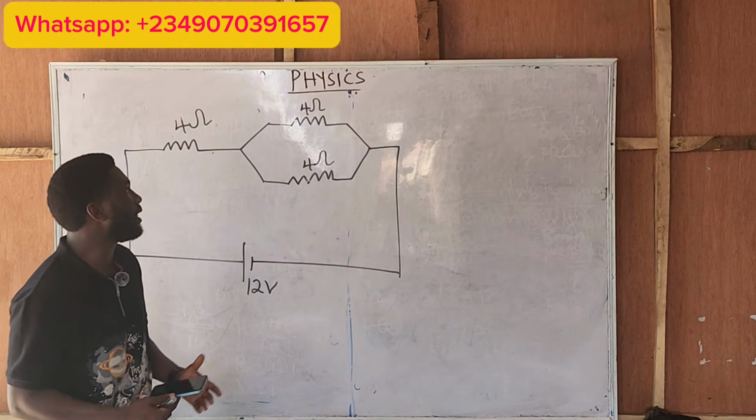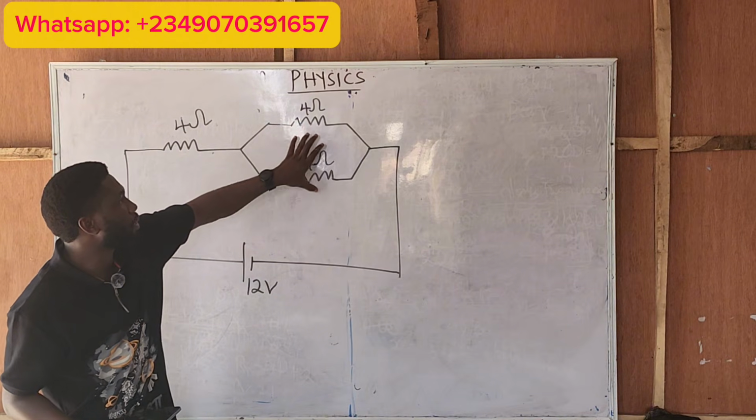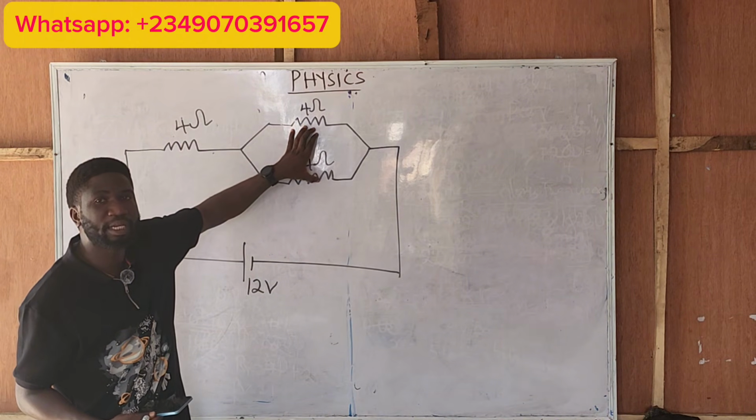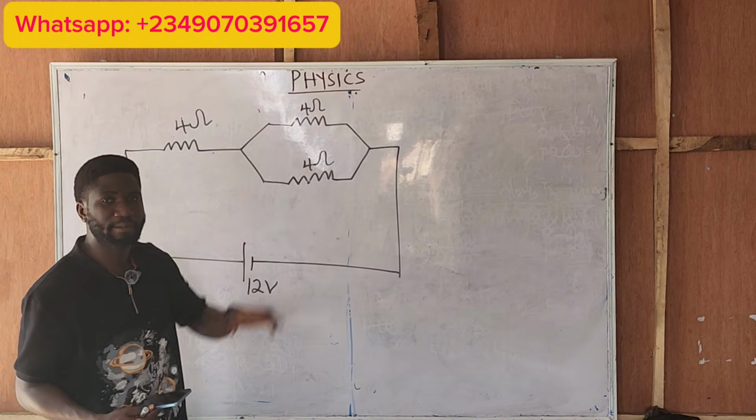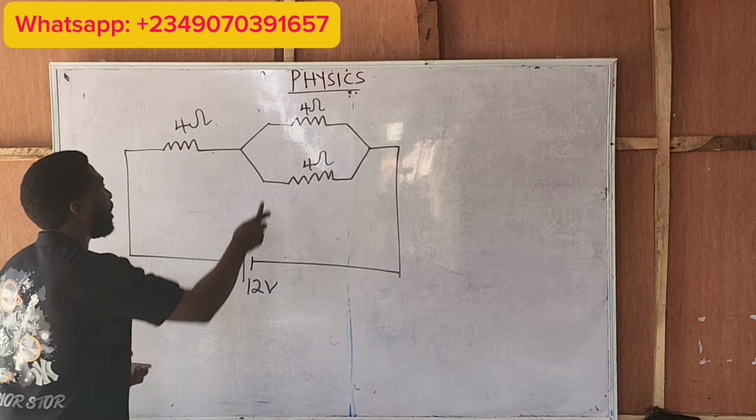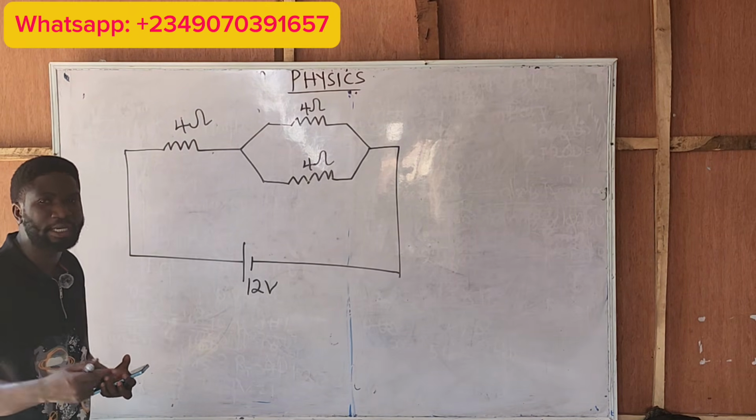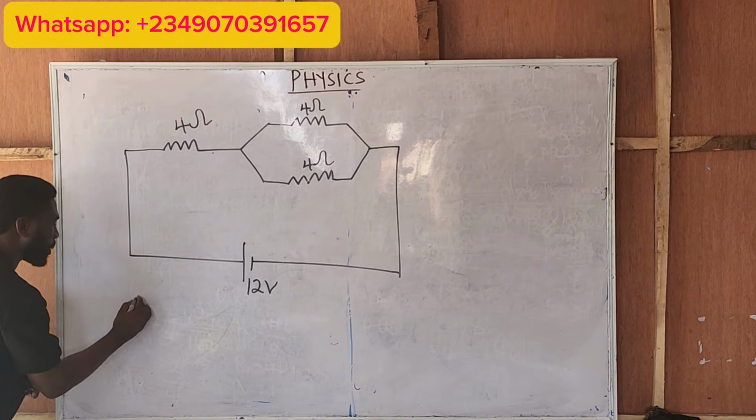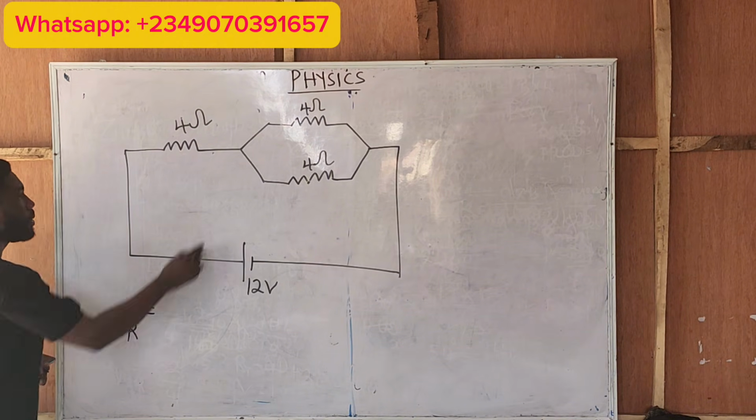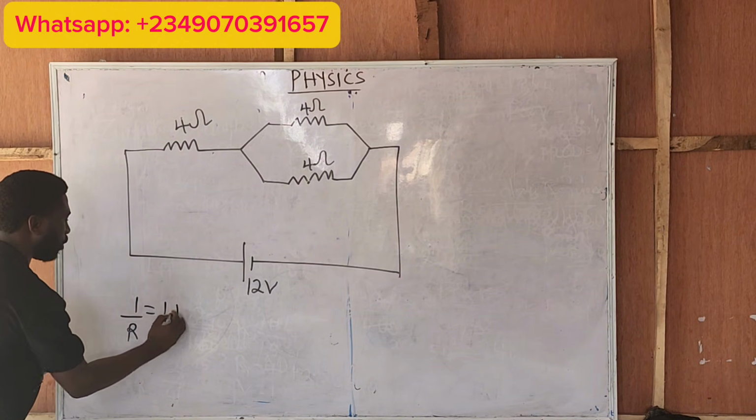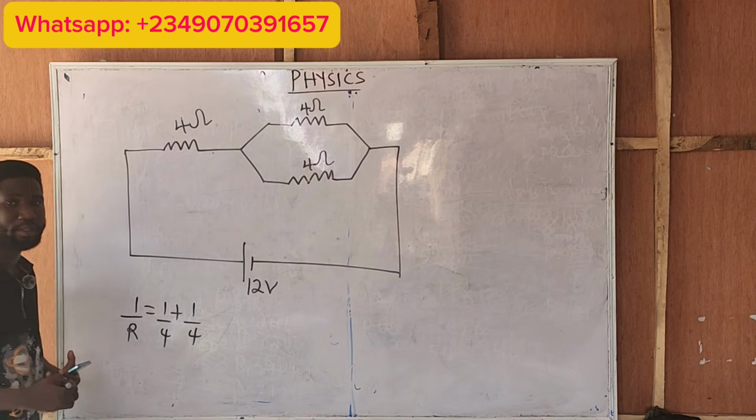So what we need to do now is, for these 2 resistors connected in parallel, let's get the effective resistance here. Whenever you want to get the effective resistance of resistors connected in parallel, this is what I have to do. You are going to have 1 over R, giving us 1 over 4 plus 1 over 4.